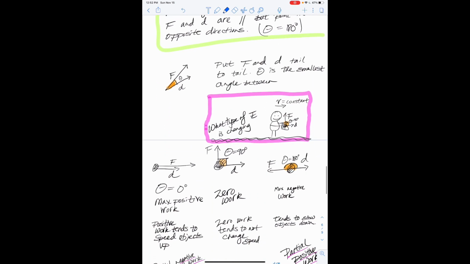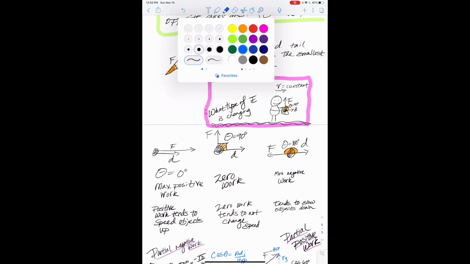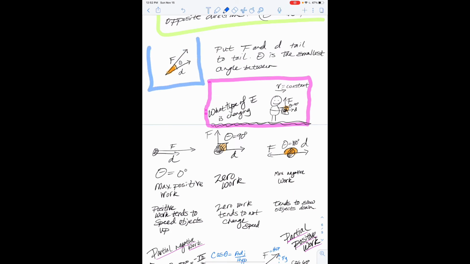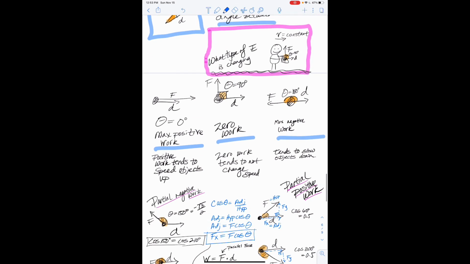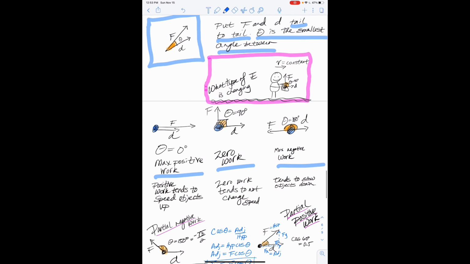All right, and we can see that to draw work, I find that this drawing right here really helps to remember. Put the vectors tail to tail, and theta is the smallest angle between. And then that helps me on a lot of problems. Then you can think of the three types of work, positive, max positive, zero, and max negative down here, and how to draw them, tail to tail vectors in all cases. Notice the dot was right here, right here, right here. That's the same dot right here.